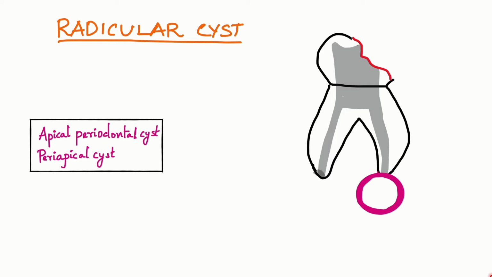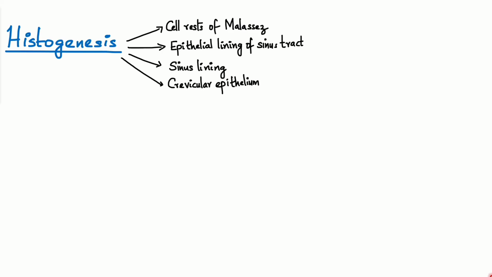Now how does this cyst form? What is the histogenesis? Four types of epithelium are suggested. It can be derived from the cell rests of Malassez, which are nothing but the remnants of Hertwig's epithelial root sheath. It can come from the epithelial lining of a sinus tract. When there is an abscess, it tries to relieve the pressure or the contents by forming a sinus tract, so maybe this tract epithelium can form a cyst.